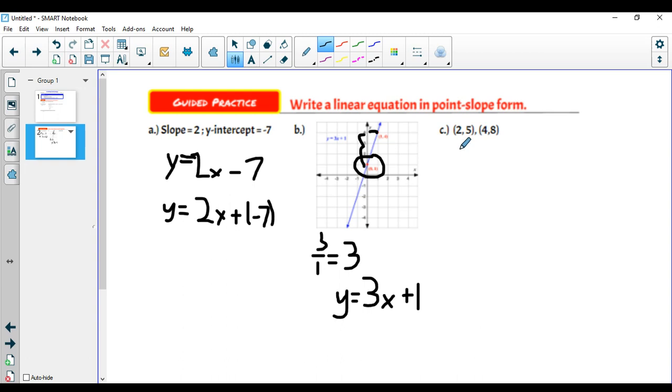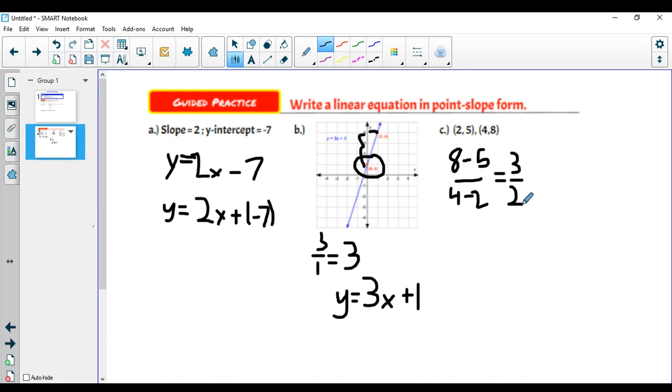For C, the first thing I have to do is find my slope. That is 8 minus 5. Remember, I do my change in y's over my change in x's. So that's going to be 8 minus 5 over 4 minus 2. When I do my work, 8 minus 5 is going to be 3. And in the denominator, I'm going to have 4 minus 2, which is going to be 2. So 3/2 is my slope.